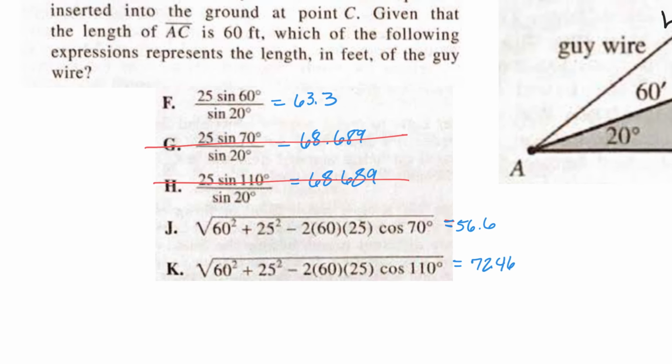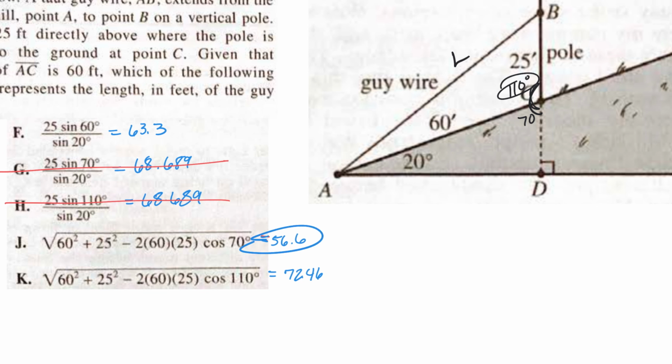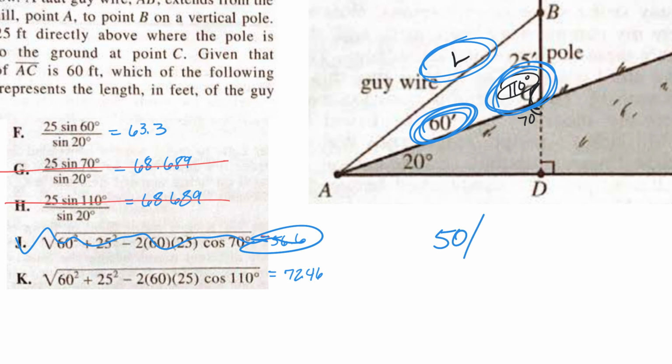Now let's take a look at these answers. First of all, 56 is smaller than this side. Well, we just established that 110 is the largest angle, so we're looking for the largest side. So this one is out for the largest side. So by doing nothing other than putting this stuff in our calculator, we're down to 50-50.